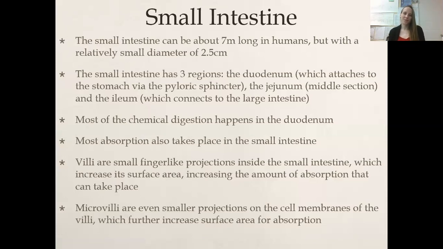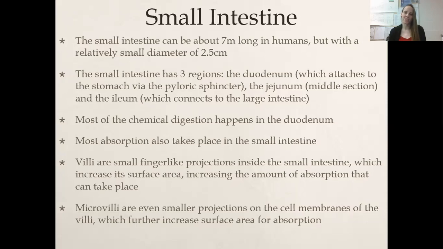Okay, then we get into the small intestine, which is about 7 meters long in humans and has a diameter of about 2.5 centimeters or an inch. The small intestine has 3 different regions. There's the duodenum, which attaches to the stomach where the pyloric sphincter is, the jejunum, which is the middle section, and the ileum, which connects to the large intestine.